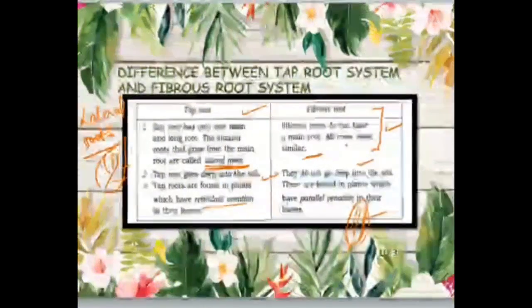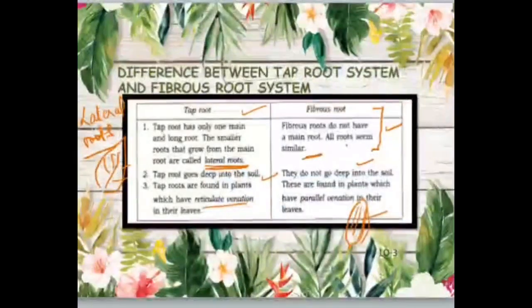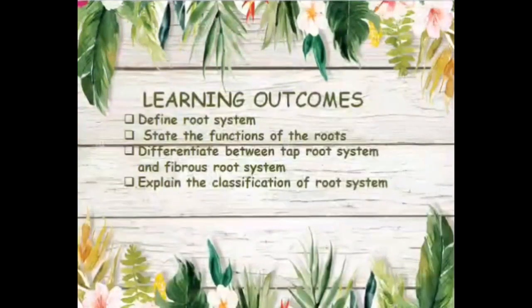So students, this is the next learning outcome which we have achieved. After this, you will now be able to differentiate between the taproot and the fibrous root system. These are the learning outcomes which you have achieved after the completion of the topic.